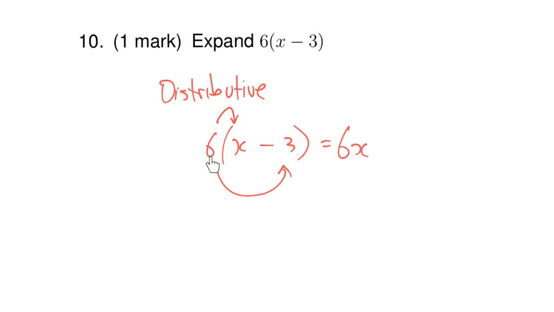Then I'm going to take the 6 and multiply it by the next term. Now the next term isn't 3, the term is negative 3, because remember, we take from the start of the sign. So in other words, 6 times negative 3 gives me negative 18, because a positive times a negative gives me a negative result. I've expanded that to 6x take 18.